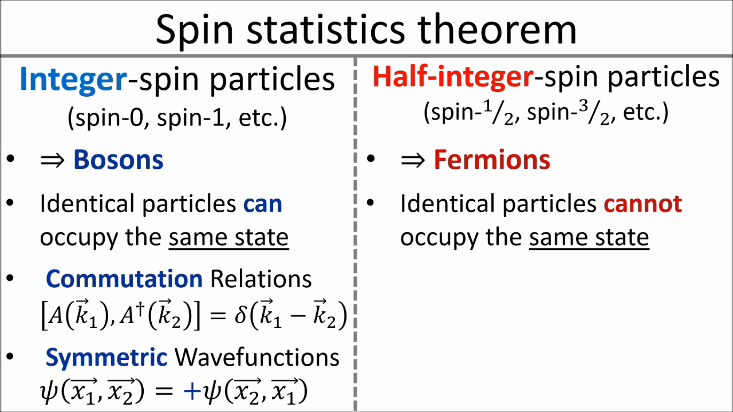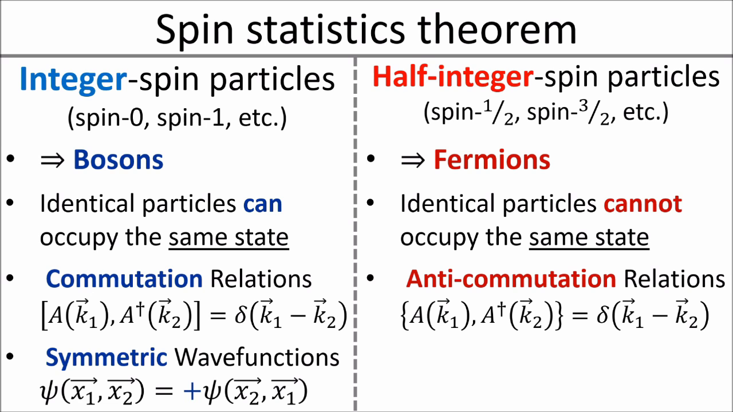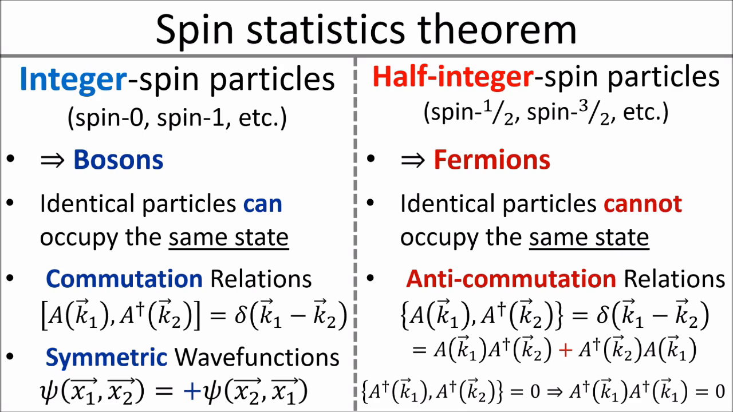The theorem also states that all half-integer spin particles, like spin 1/2 spinors, are always fermions. Fermions are particles that obey Pauli's exclusion principle, where identical particles cannot occupy the same state. This is why no two electrons with the same spin can occupy the same atomic orbital. Fermion creation and annihilation operators obey anti-commutation relations. These anti-commutation relations say that applying a creation operator for the same state twice gives 0. So it's impossible for two identical fermion particles to occupy the same state.